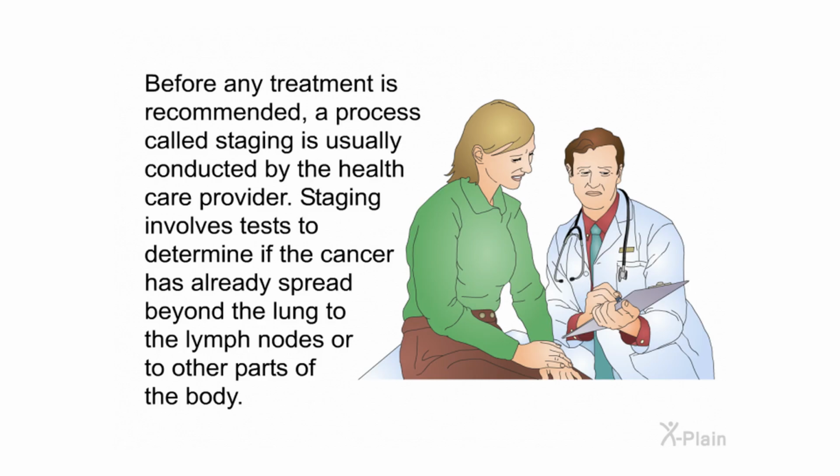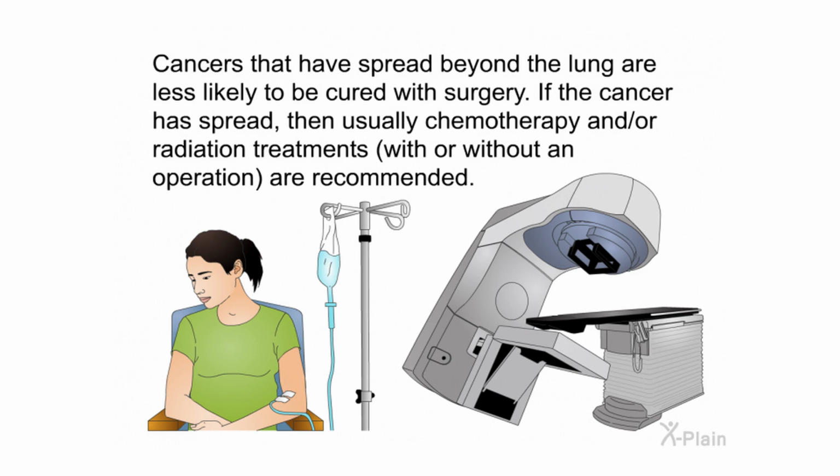Staging. Before any treatment is recommended, a process called staging is usually conducted by the healthcare provider. Staging involves tests to determine if the cancer has already spread beyond the lung to the lymph nodes or to other parts of the body. Cancers that have spread beyond the lung are less likely to be cured with surgery. If the cancer has spread, then usually chemotherapy and/or radiation treatments with or without an operation are recommended.